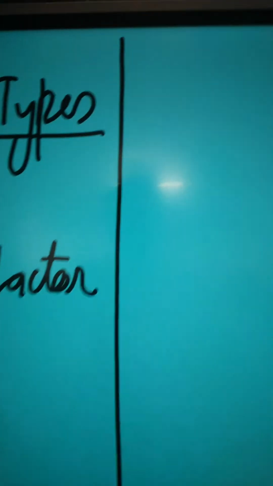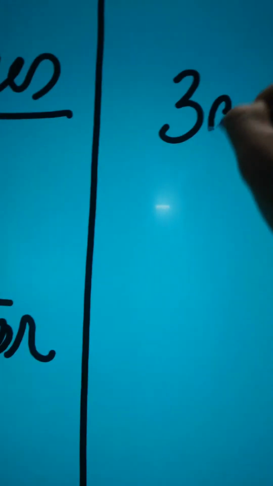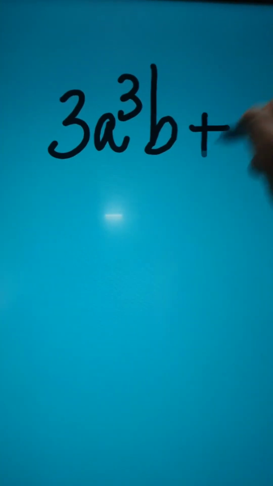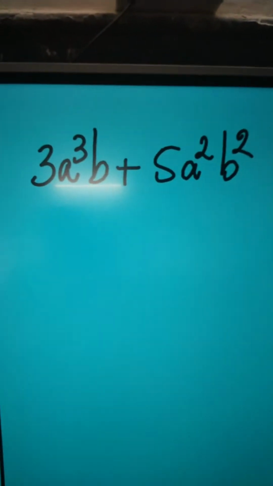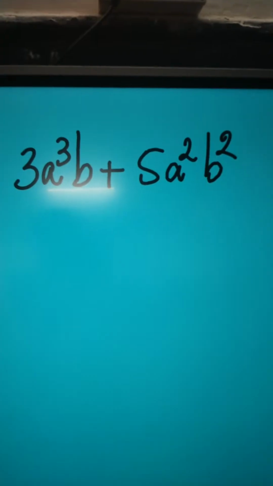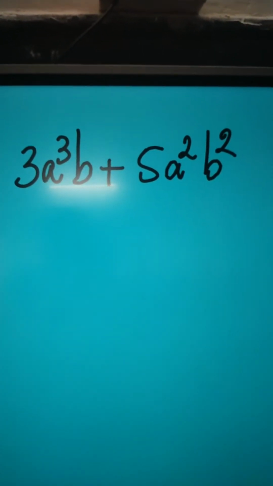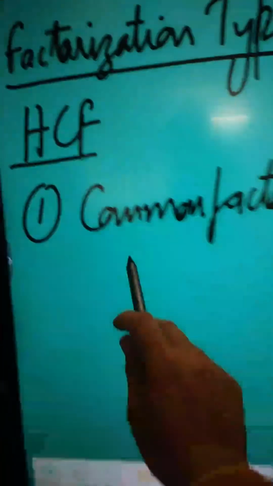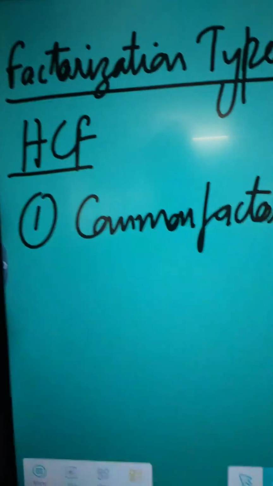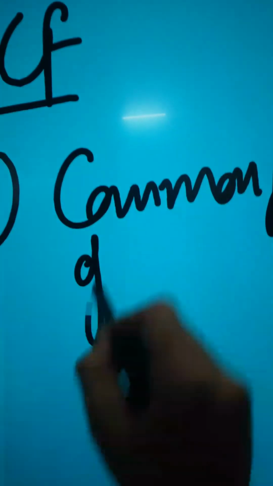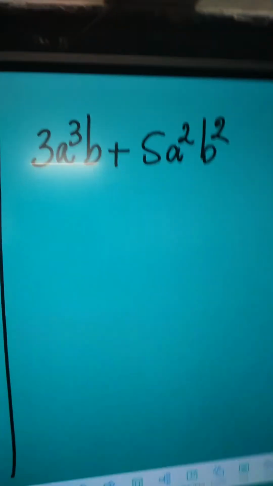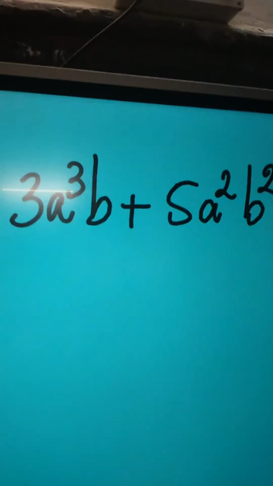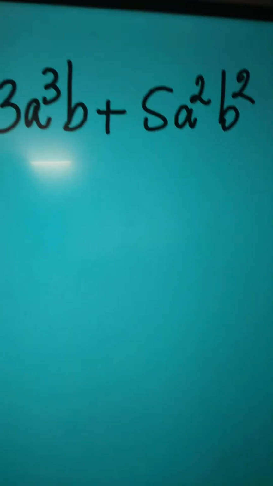Now the common factor, I am giving you an example: 3a cube b plus 5a square b square. This is a question where you have to find the HCF, highest common factor. Whenever you have to factorize, you will always start by taking the common factor of all terms. If you pay attention to this, you will understand what happens in factorization. So this is the expression given: 3a cube b plus 5a square b square.